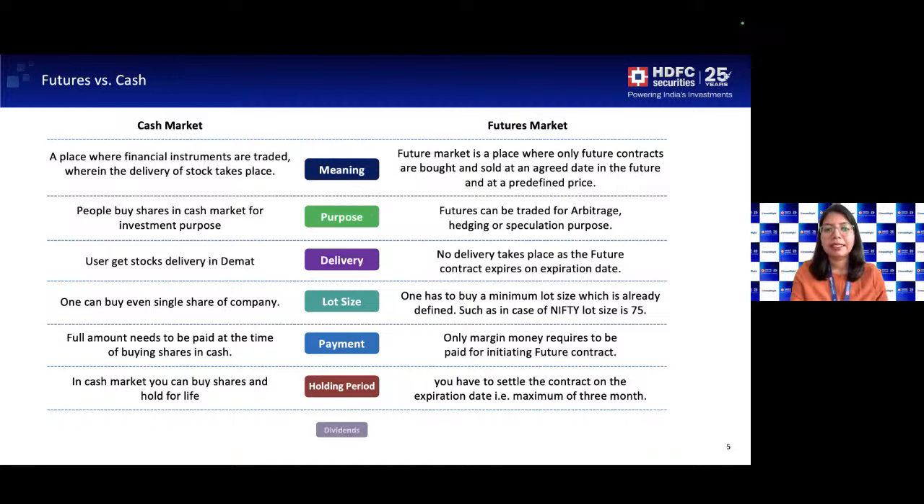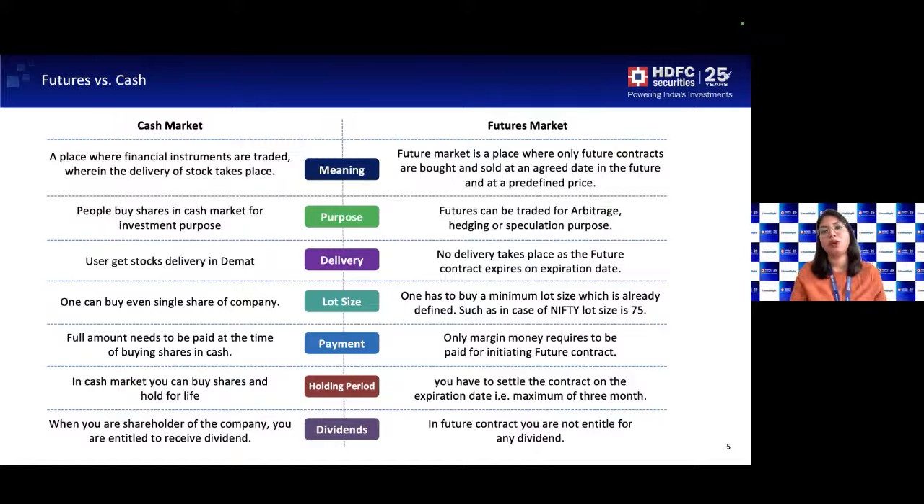Okay, and lastly, when there are any corporate actions, for example dividends, you are entitled to get the dividend when you have the stock in your demat, right? That you get from the cash market. But if you have futures contracts, or even options contracts, you will not be entitled to get that dividend, because you are not a shareholder, you are a trader in that particular contract.